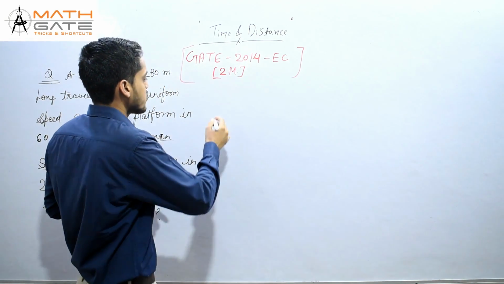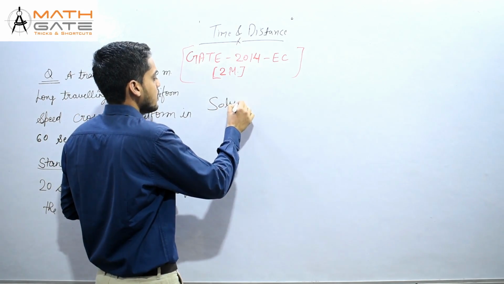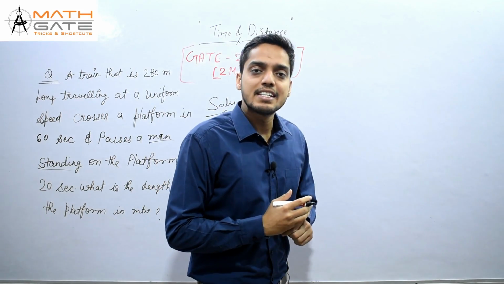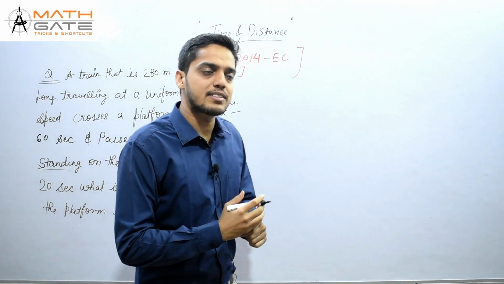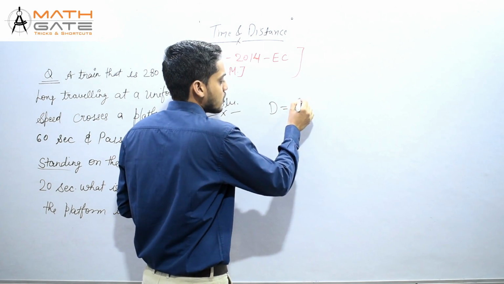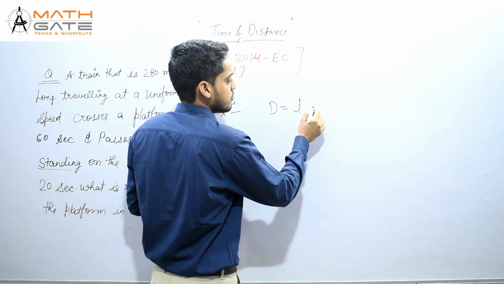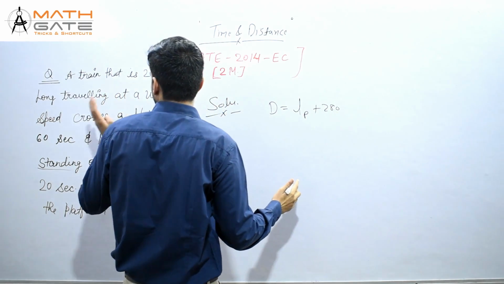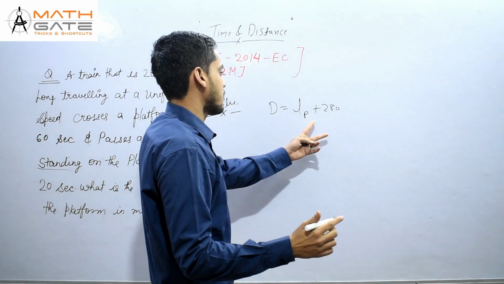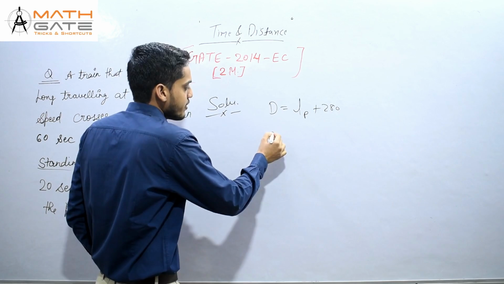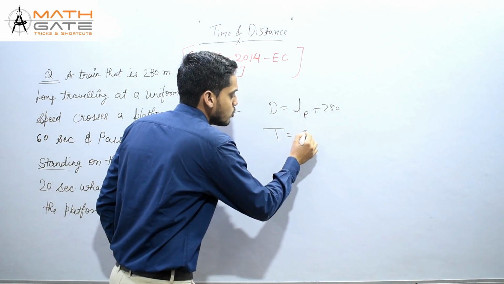So, talking about the solution, students, you will say that when a train passes a platform, distance equals length of train plus length of platform. So here you can see that distance equals length of platform plus 280 meter, because we all know when a train passes a platform, distance equals the sum of the length of platform plus length of train, and we are given time for this, that is equal to 60 seconds.